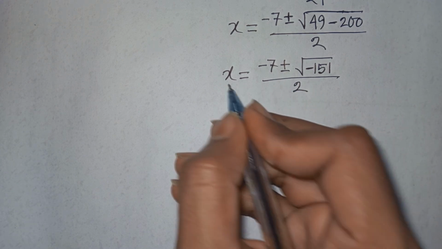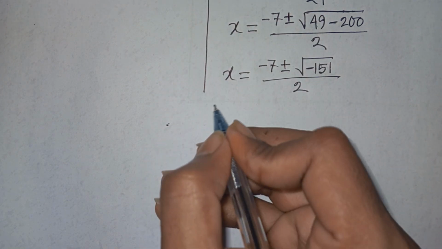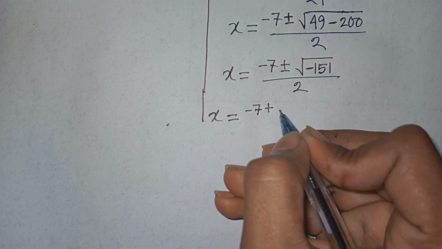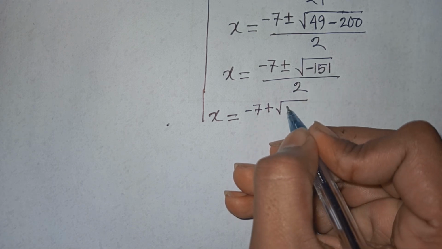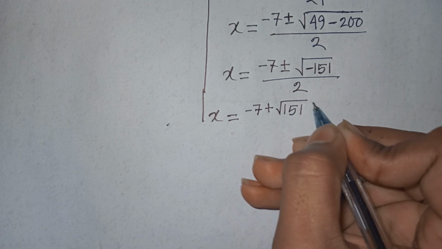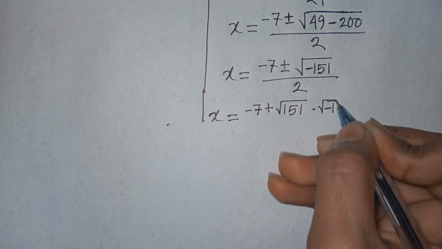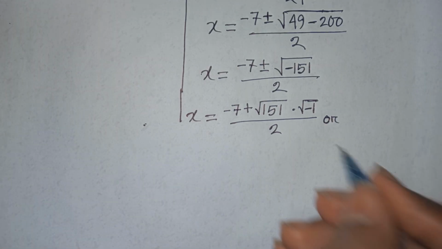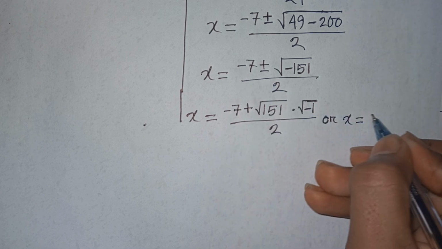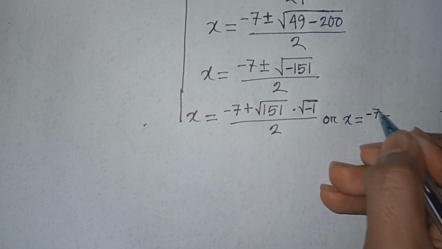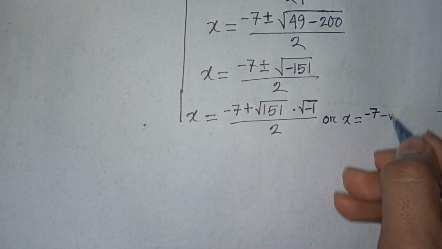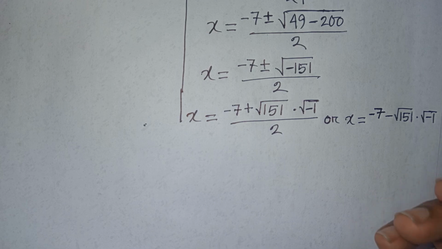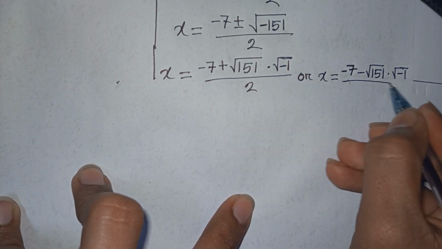Now we see here two cases, so you can write here x is equal to minus 7 plus square root of minus 151 is same as square root of 151 times square root of negative 1, then divided by 2, or x is equal to minus 7 minus square root of 151 times square root of negative 1, then divided by 2.